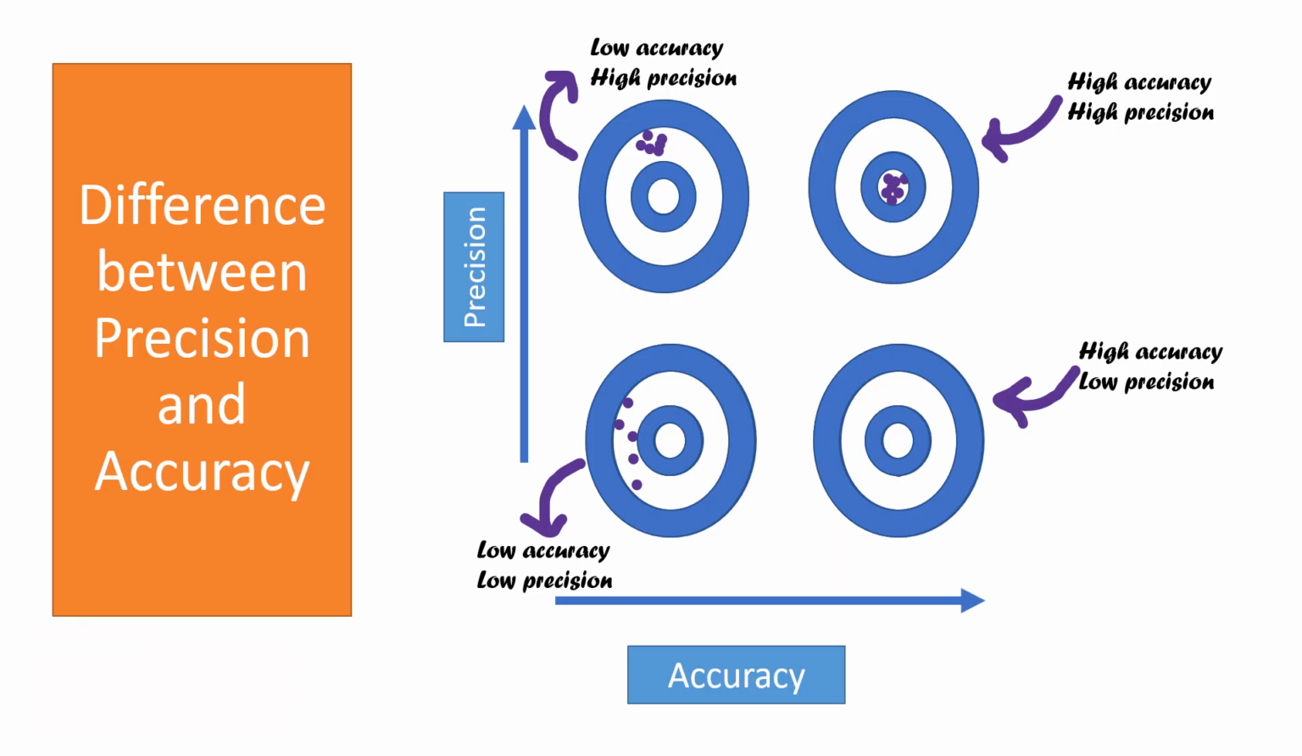So this is a simple diagram to show you the difference between precision and accuracy. So you can have a low accuracy and a high precision, and you can have a high accuracy and low precision, and you can have both low. But what you try to do all the time is to have high accuracy and high precision.